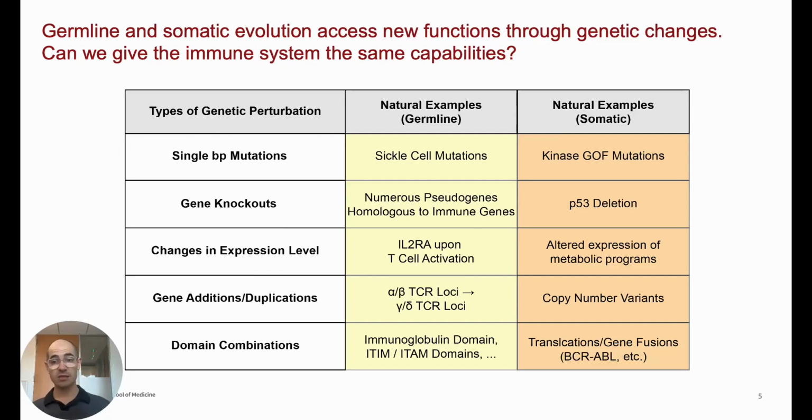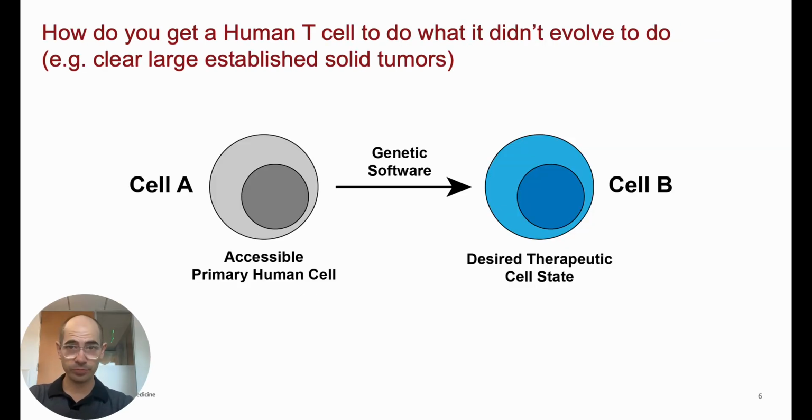And so a central goal of what we do in the lab is, can we build technologies that allow us to access the same evolutionary potential of germline and somatic evolution, but direct it towards building new functionality or new therapeutic properties into helpful cells, into primary immune cells that can go in and actually match toe-to-toe with transformed cancers? In our case, how do you get a human T cell to do what you want in order to clear tumors? The large problem is always large solid tumors. So how do you get a primary T cell to clear solid tumors using genetic software?